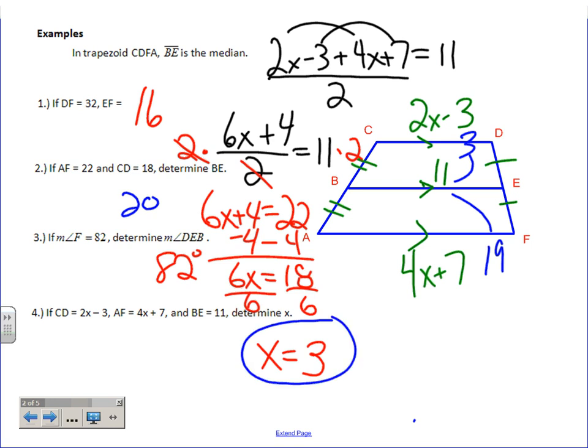Okay? You actually have to do the algebra. And again, you could add it. 19 and 3 is 22. Oh, divided by 2 is 11. It works out. Okay? So this is just any old trapezoid. This will work.